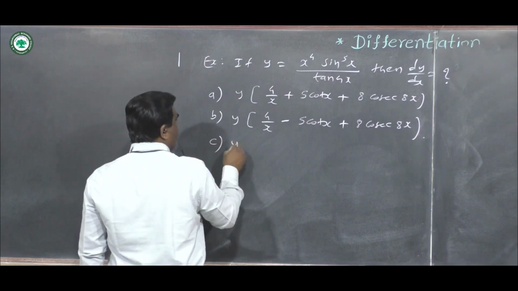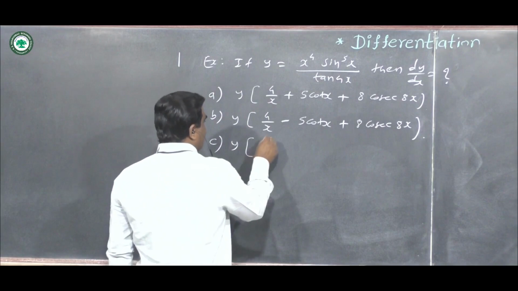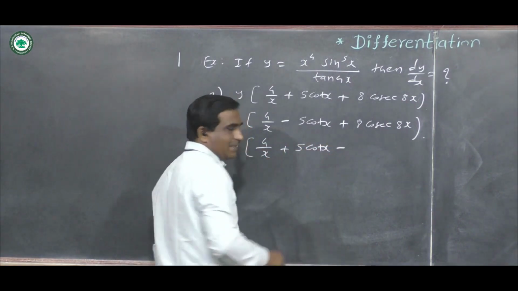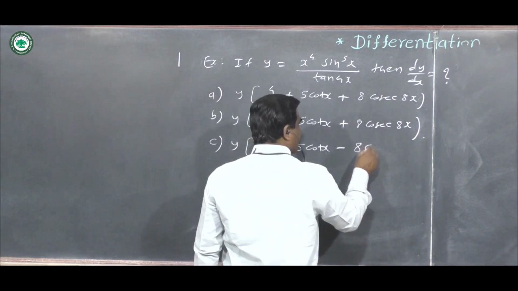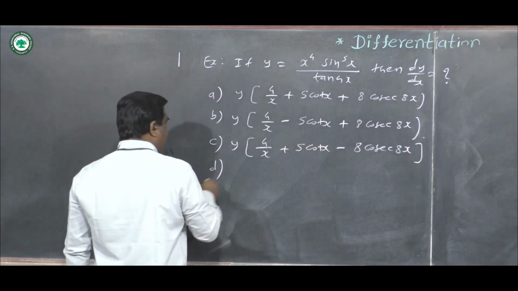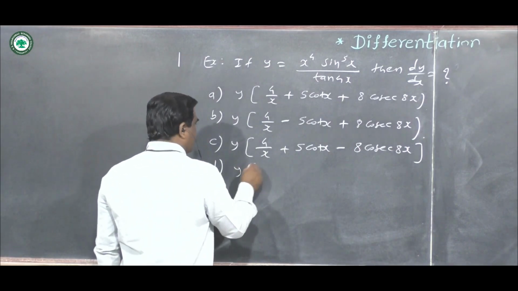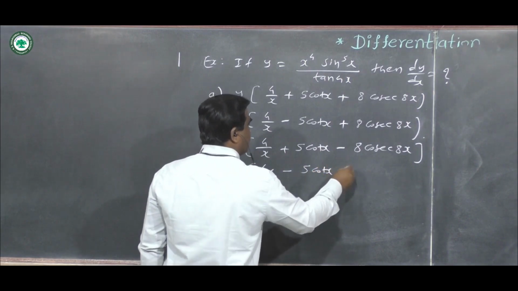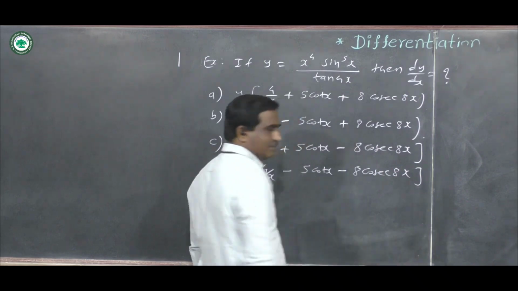Option C, y into in bracket 4 upon x plus 5 into cot x minus 8 into cosec of 8x. And option D, y into in bracket 4 upon x minus 5 into cot x minus 8 into cosec of 8x.